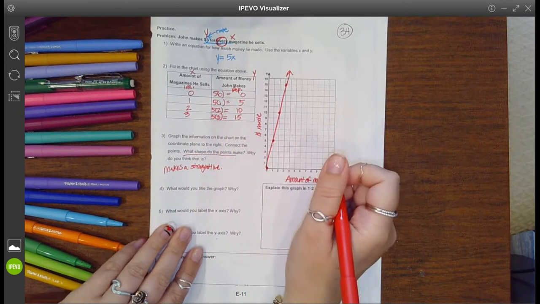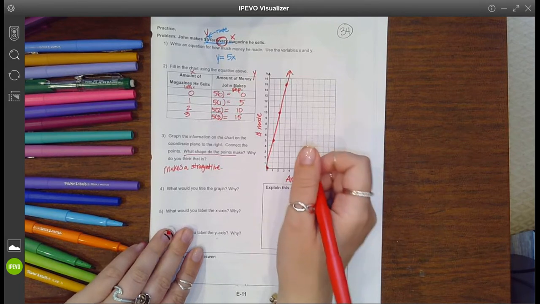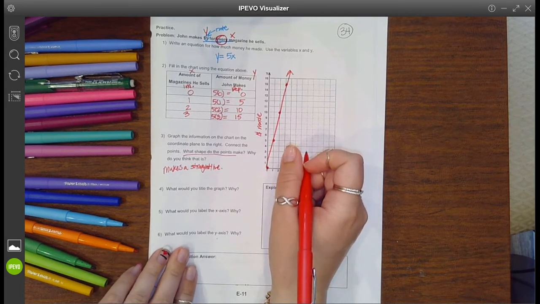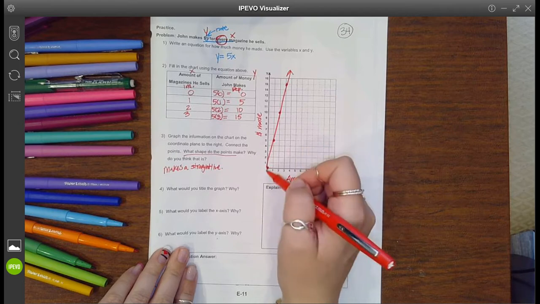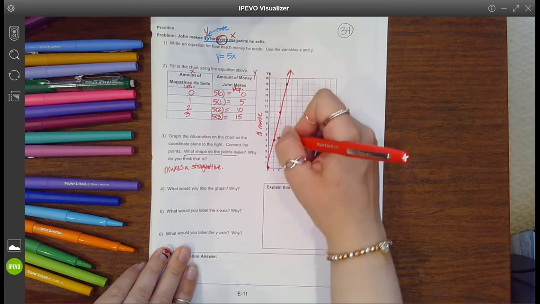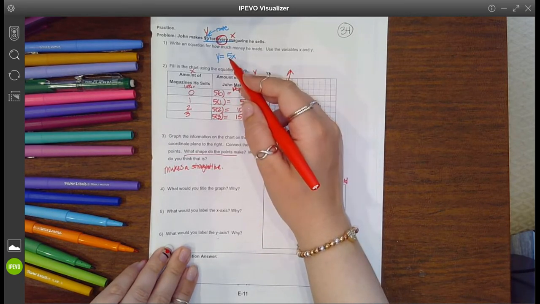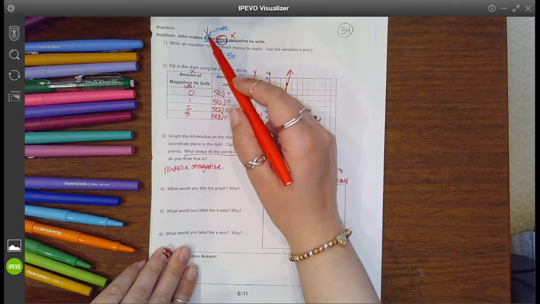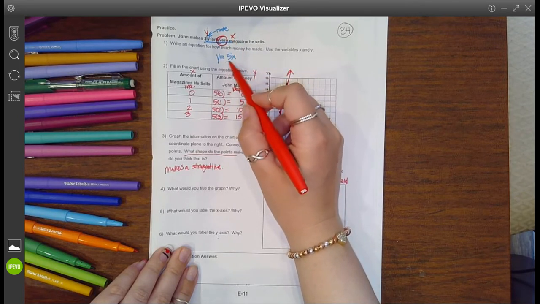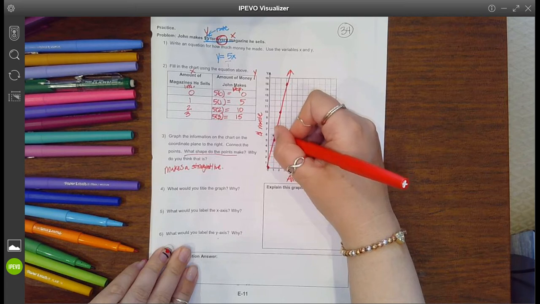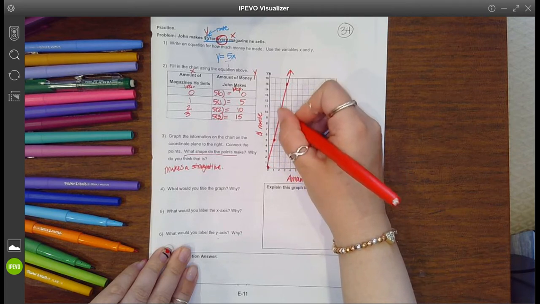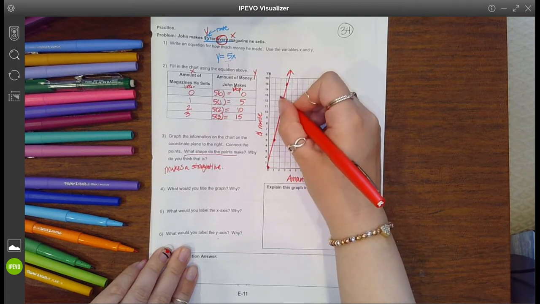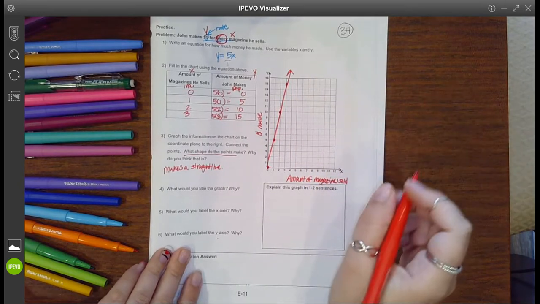How do I know that it makes a straight line? Because it's a linear equation and it increases at a constant rate. It's always from point to point going up 5 over 1. Because remember, the rate tells you the change in y over the change in x. So 5 is 5 over 1. Up 1, 2, 3, 4, 5 over 1.